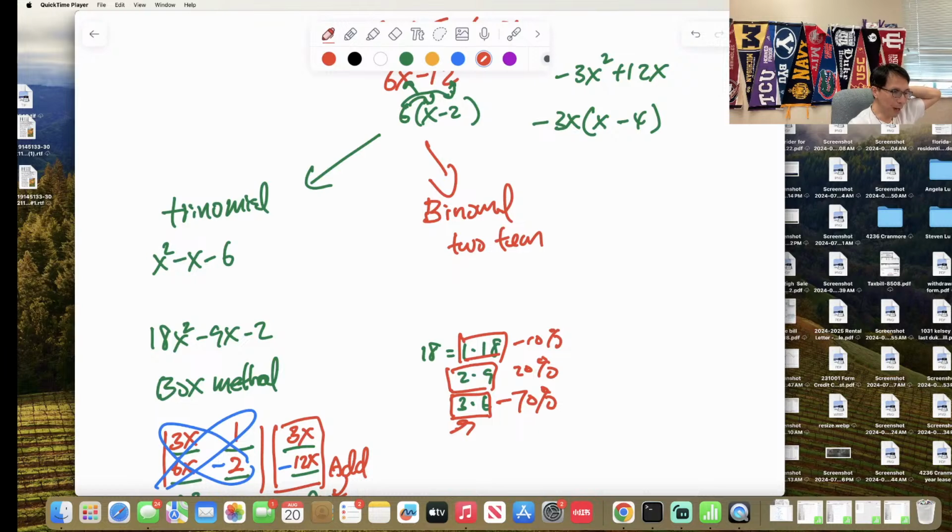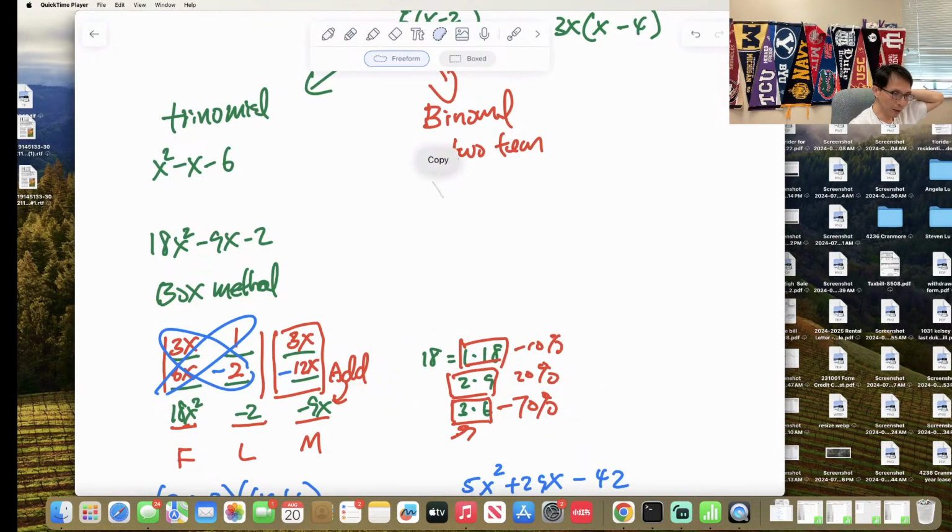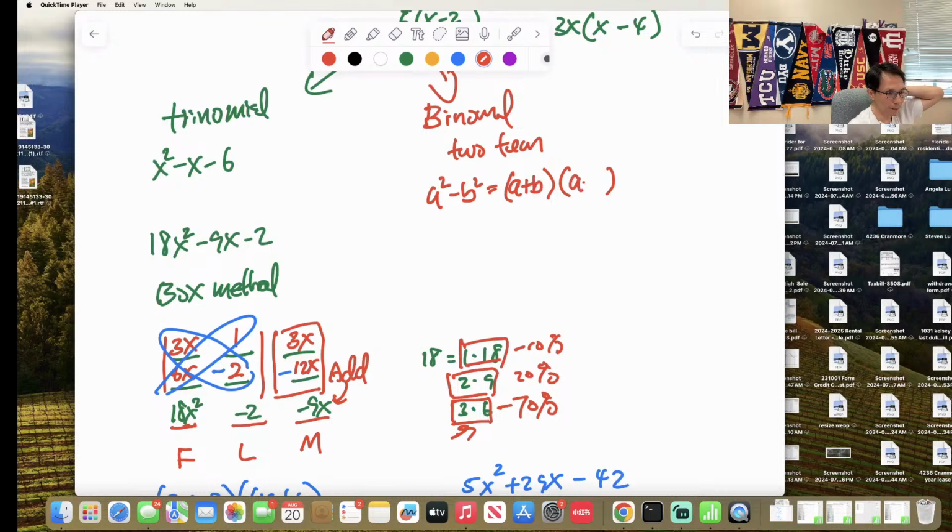So the most popular 2-term expression on the SAT that you have to know for sure is called difference of a square. So it'll be a squared minus b squared. Does anybody know what the factor of a squared minus b squared is? Yes, you. A plus b multiplied by a minus b. Very, very important. There's only one I need you to memorize: a squared minus b squared equals a plus b times a minus b.